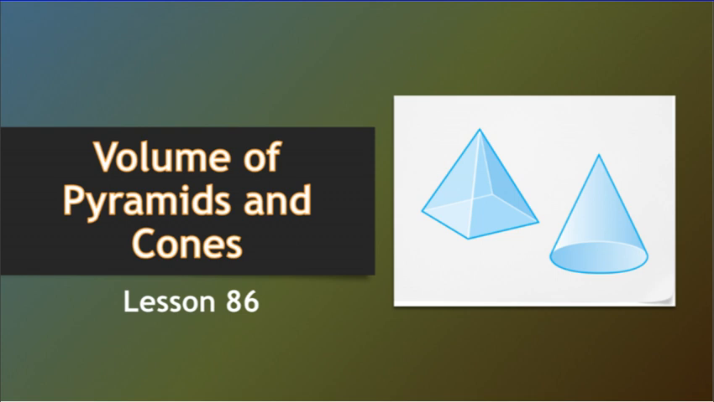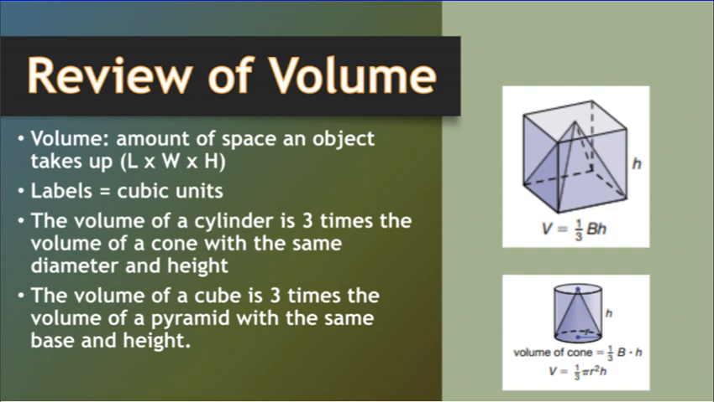Lesson 86, volume of pyramids and cones. First off, let's look at what volume is. Volume is just the amount of space an object takes up. So you're looking at three dimensions, the length, the width, and the height. And we label them with cubic units.